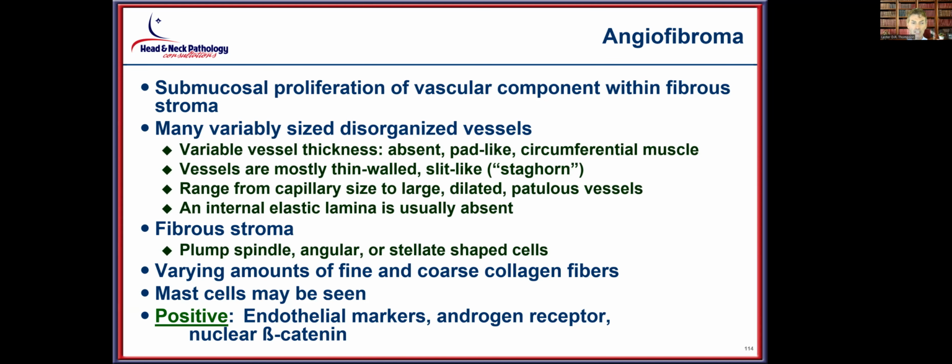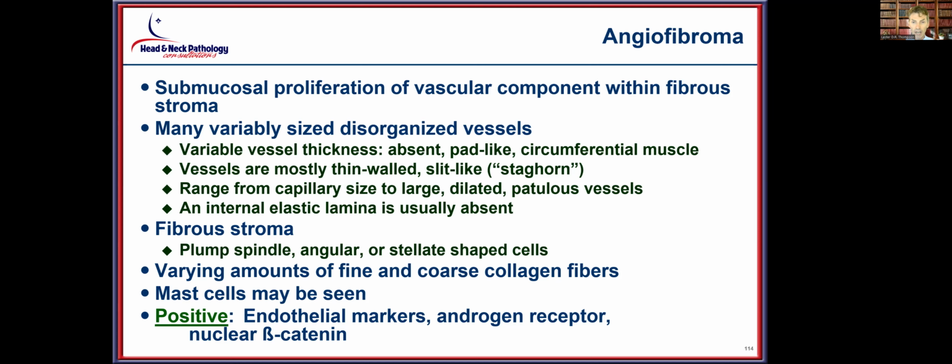So the variability of the vessel is actually the tip-off to the diagnosis, because you will have thin-walled and slit-like or staghorn vessels, capillaries, and then these very large patulous vessels, and very thick-walled vessels as well, all of them lacking an internal elastic lamina. And this is the reason why there is often remarkable bleeding, because there is nothing in the vessel wall to result in constriction and therefore closing off of the vessel.